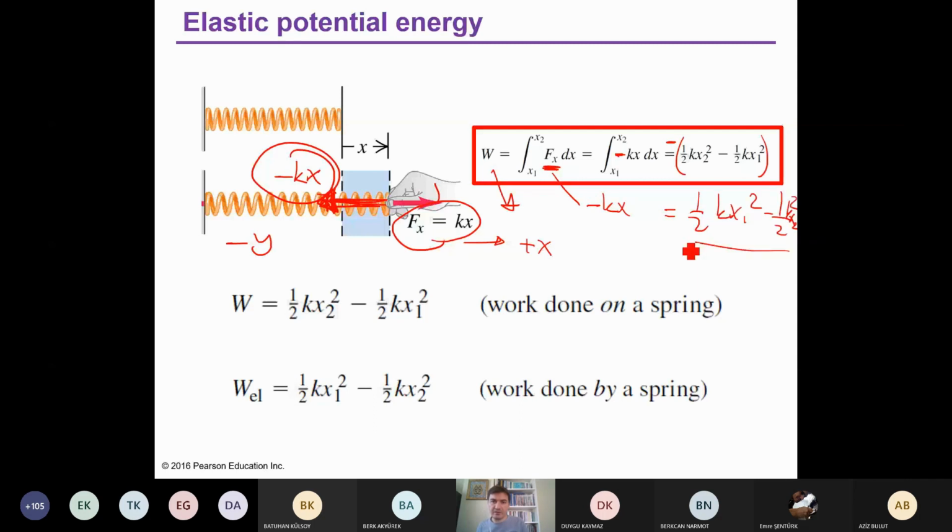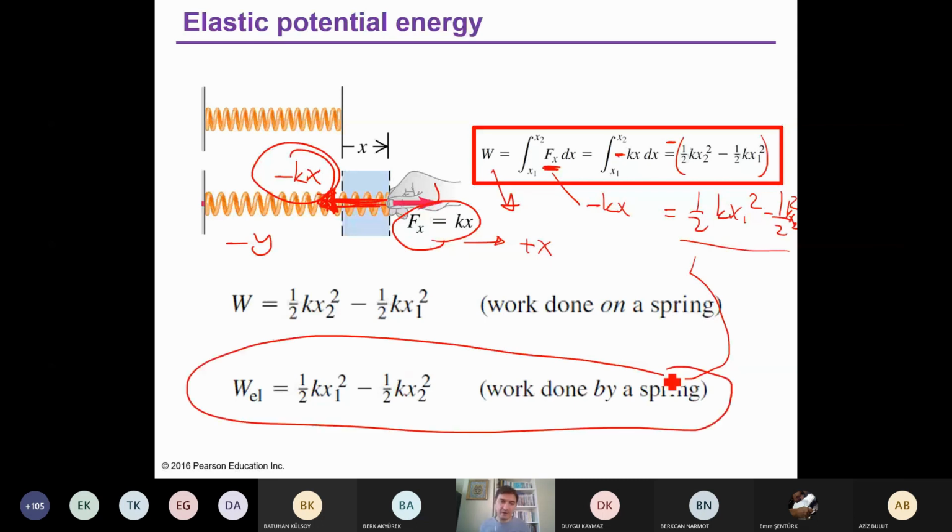So what do you see here? That is the work done by the spring, okay? This one. This is elastic work, okay?